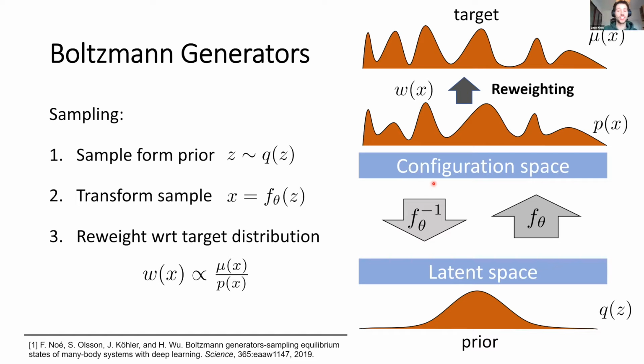Boltzmann generators can be parameterized with different normalizing flows, based on coupling flows or continuous normalizing flows, which are the two big ones. Today, of course, I'll talk about continuous normalizing flows, as we're going to do flow matching to train these.